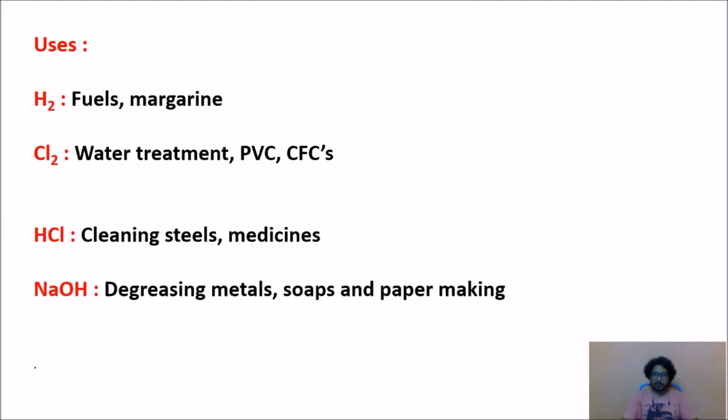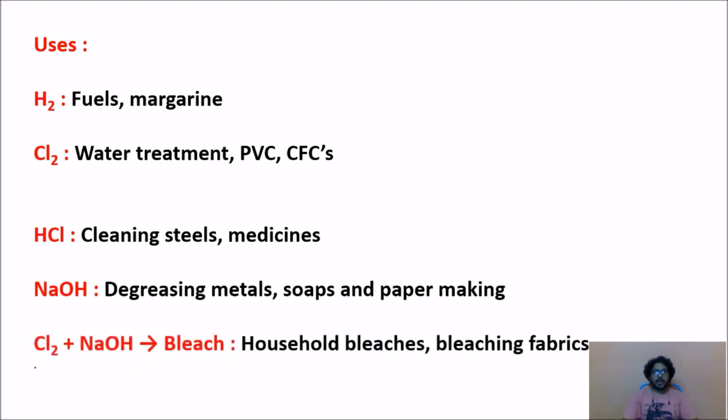So you know what is meant by greasing, grease. Application of grease is known as greasing, and removal of grease is known as degreasing, and it is used to manufacture soaps and in paper making. And chlorine plus sodium hydroxide, which is known as bleach, is used in household bleaches, at the same time bleaching of fabrics. This is about sodium hydroxide.